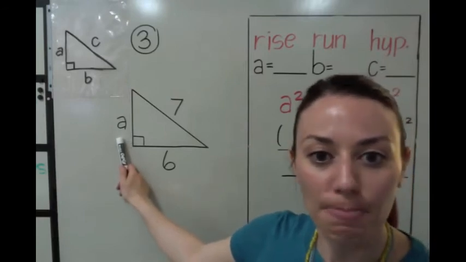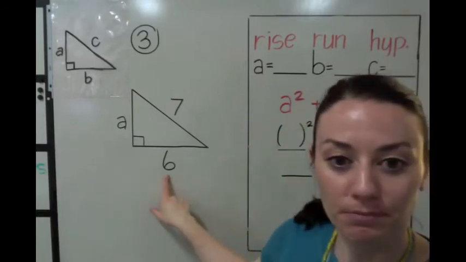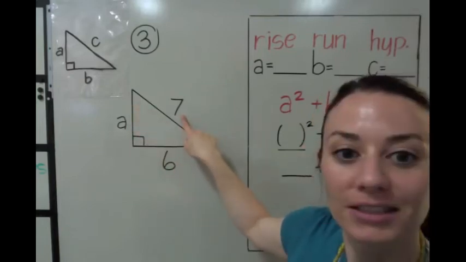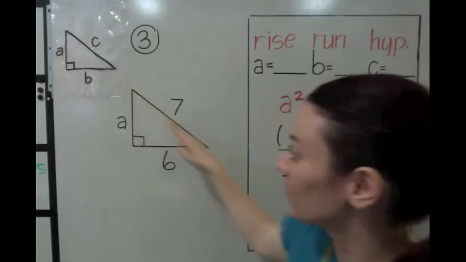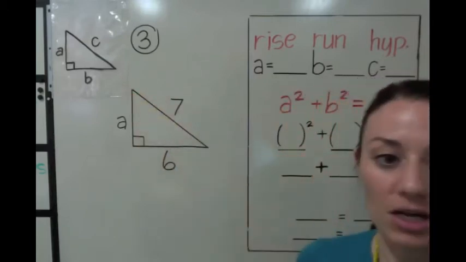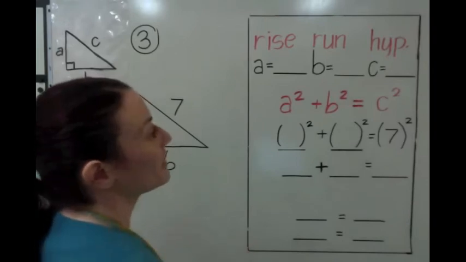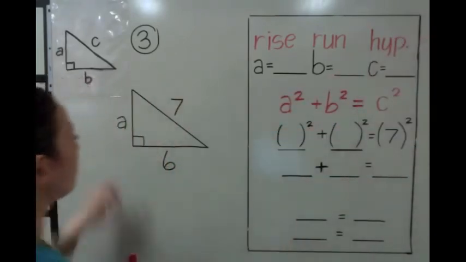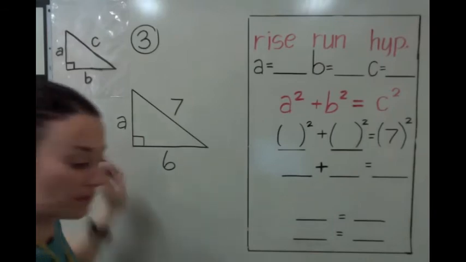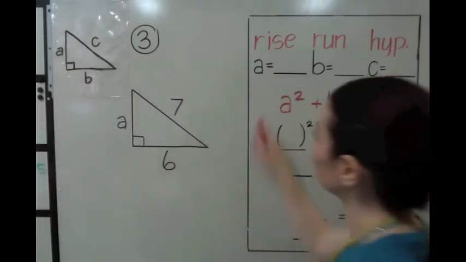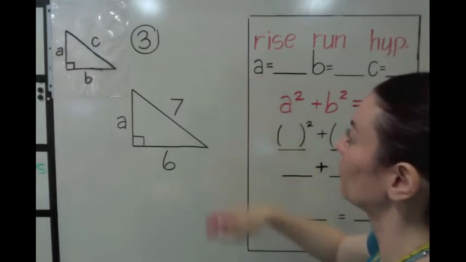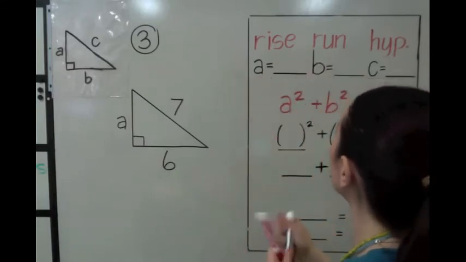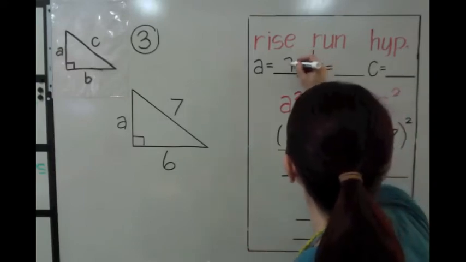You don't know A. Do you know B? What's B? 6. Do you know C? It's 7, right? C is the slope. So we're already given the longest side. So we could identify A, B, and C and use the Pythagorean theorem to solve for the length or the rise. Do we know what the rise is? We don't, right? So A, I just want you to write as A. A does equal A. We don't know what it is.